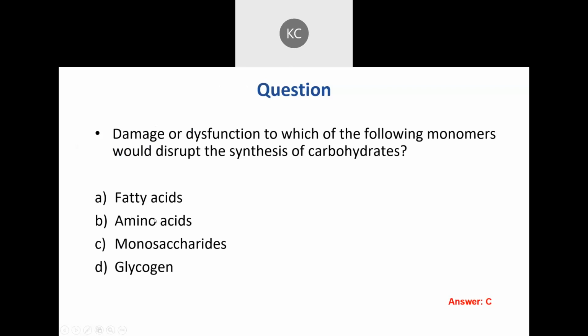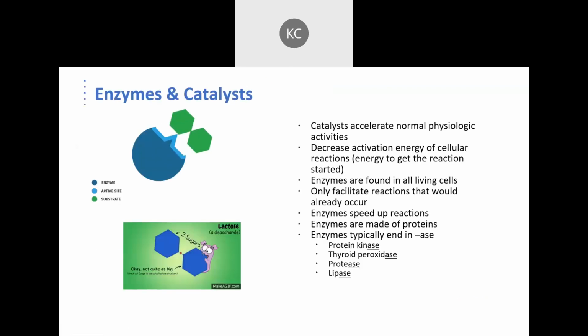Amino acids are the monomers for proteins. Monosaccharides is the correct answer. It's the monomer for carbohydrates, so single sugar, right? And then glycogen, this has to do with carbohydrates, but glycogen is not a monomer, right? Glycogen is a polymer, so that would be incorrect.